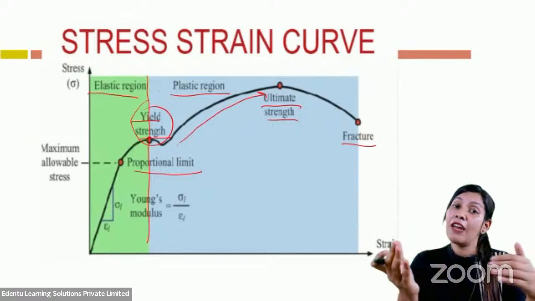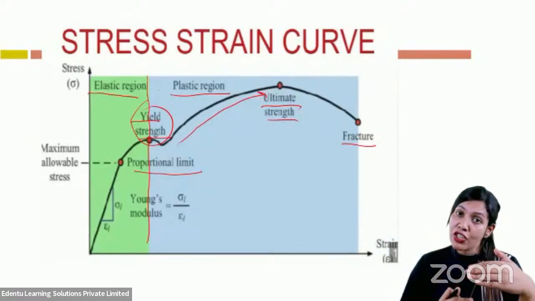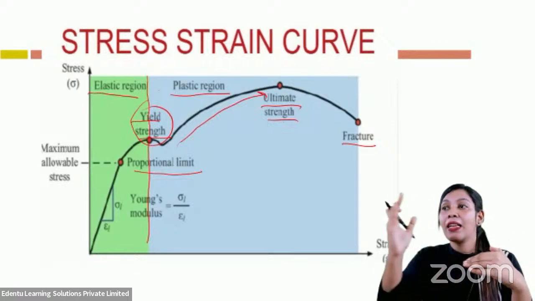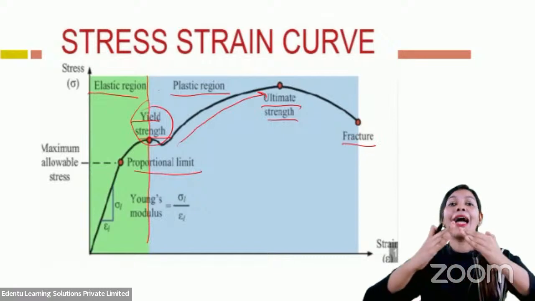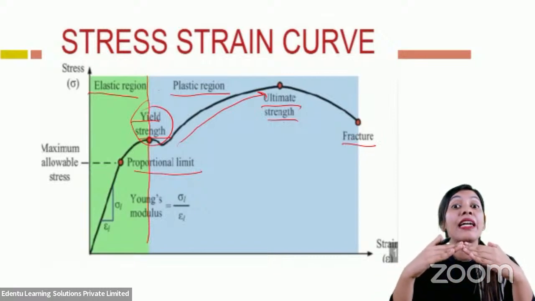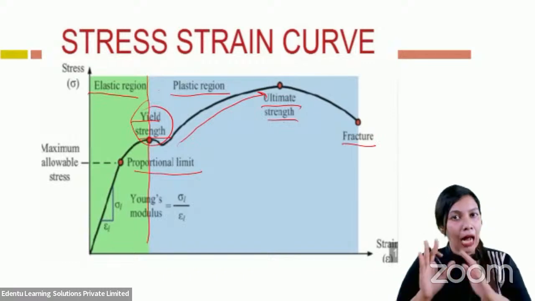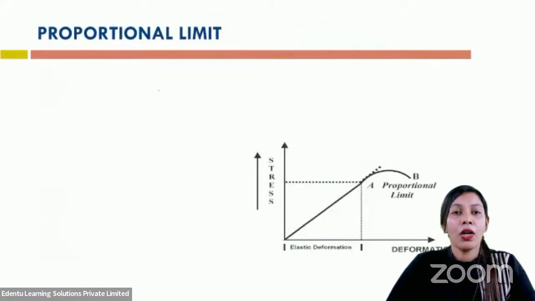Yield strength: even if it goes back to its normal position, stress is not directly proportional to strain. Ultimate strength means the material does not come back to its normal position, but it doesn't fracture. When we give more force, it fractures. Understood?